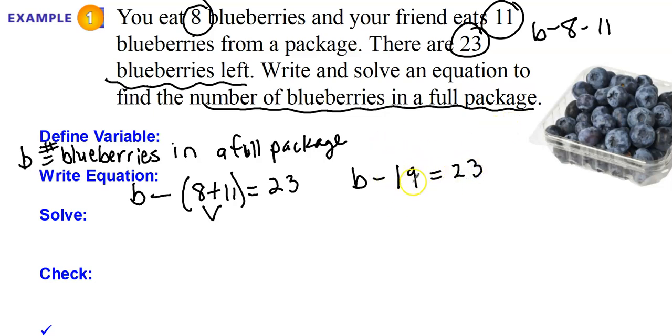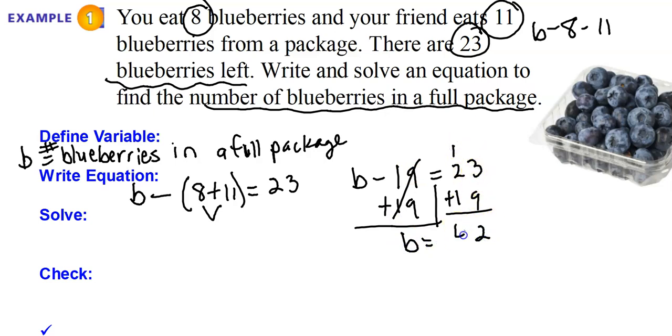You might have started with this, but I really want you to start with this or start with that to show me that you understand that there are 2 things happening, right? That you and your friend are both eating from the package. Okay, I'm going to draw my balance scale. The opposite of subtracting is adding, so I'm going to add 19 to both sides. Those cancel out, leaving me with the number of blueberries equals 12, regroup, 42. So there was 42 blueberries in the package to begin with.